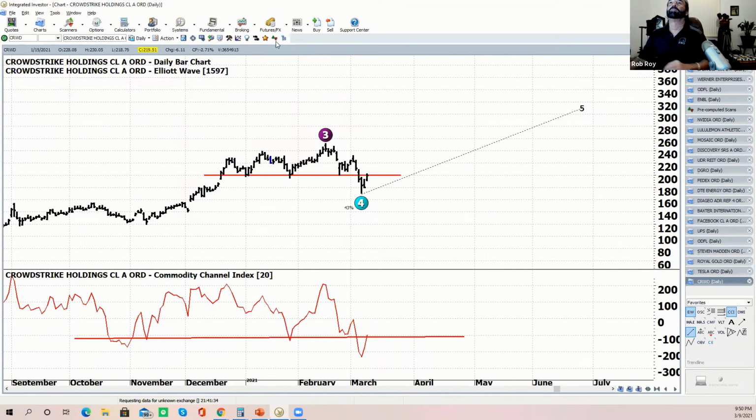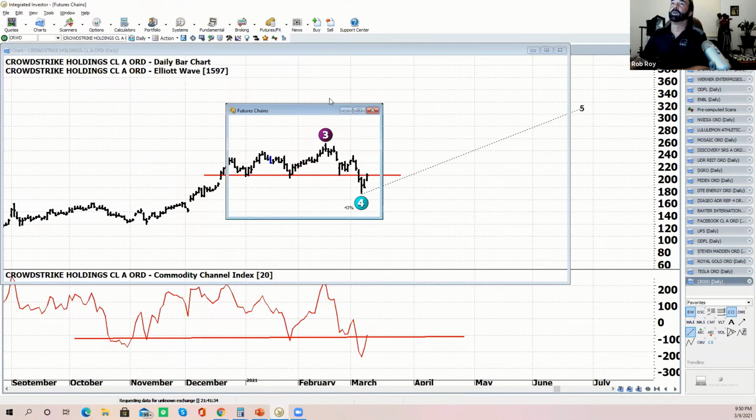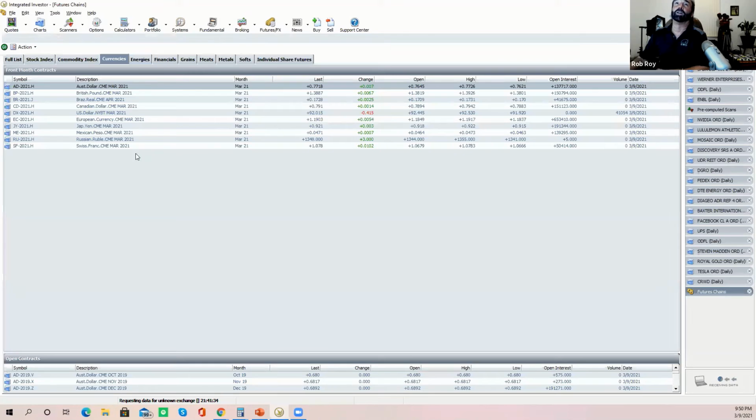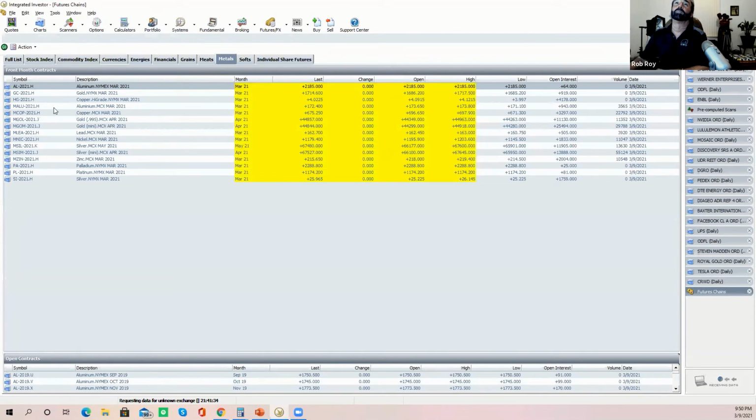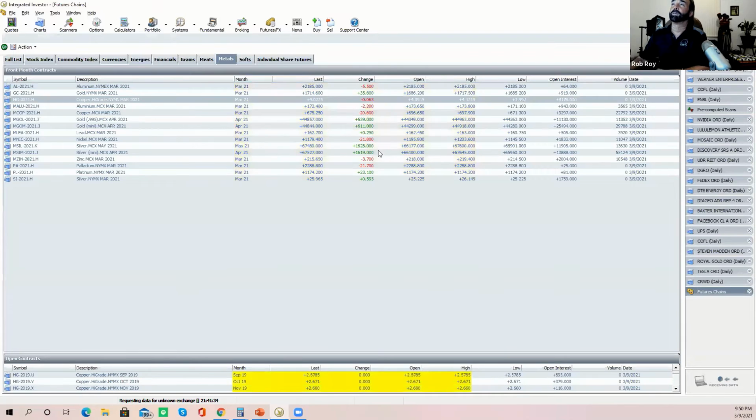Copper has been on a tear. I actually haven't looked at it in the last day or two, so let's take a look at it. Copper futures coming up.